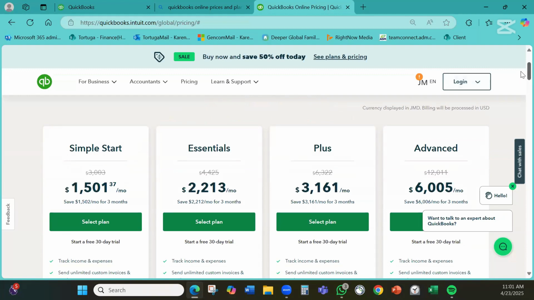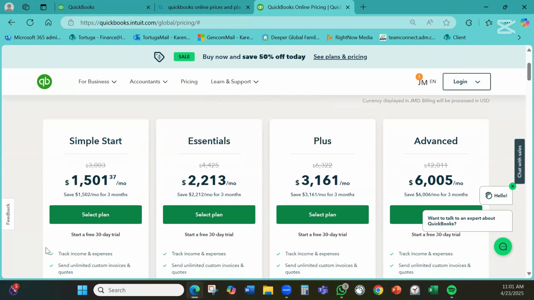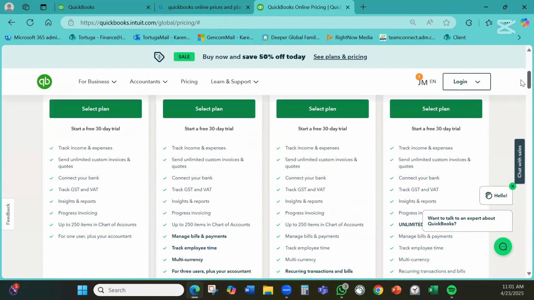Okay, so if you see the screen, you'll see Simple Start, 1,537 per month. This is Jamaican dollars. See here, currency displayed in Jamaican dollars. But when they're billing you, they will bill you in US dollars, right? So you have the Simple Start, and see the different things that come with it.